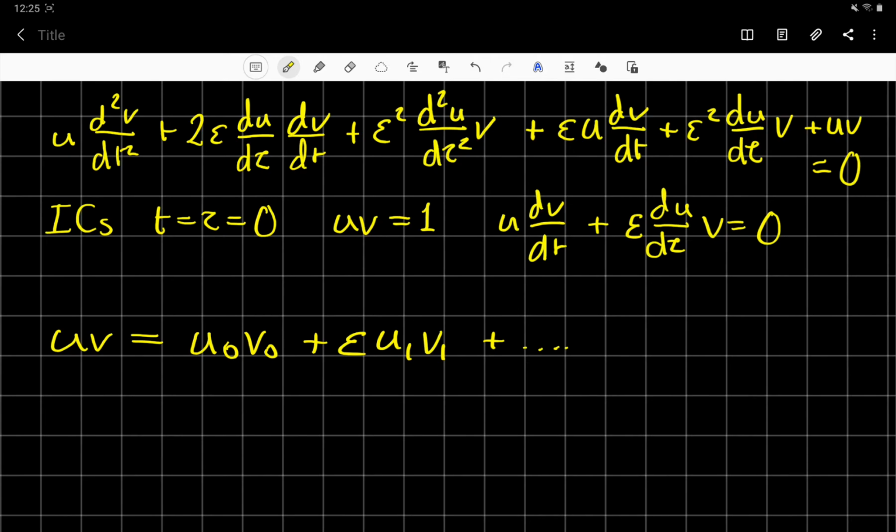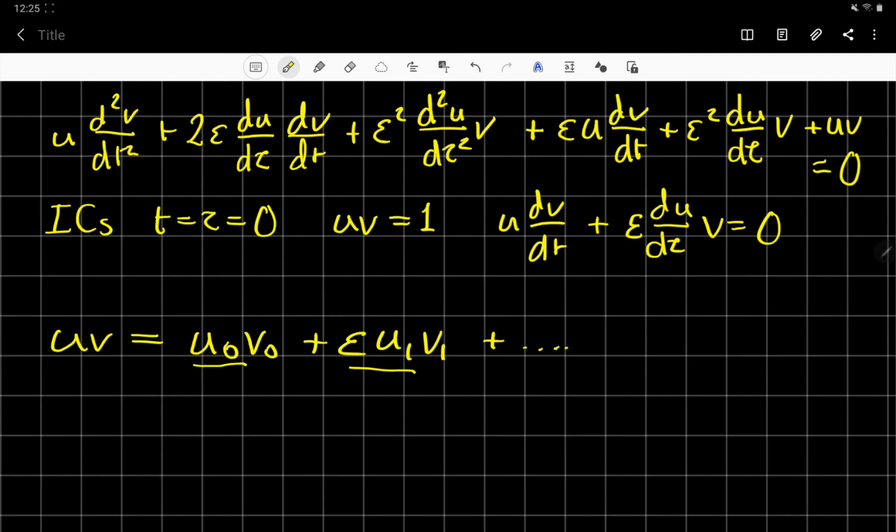First one is zero order in epsilon, followed by one first order in epsilon. And then there should be a load of other terms, but we're not going to bother with those. So we're going to substitute these into equations, and we're only going to keep terms up to order epsilon.